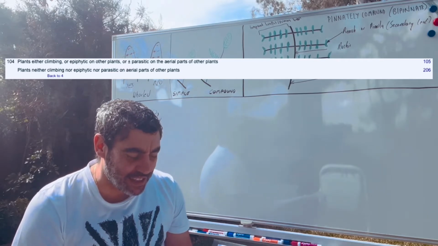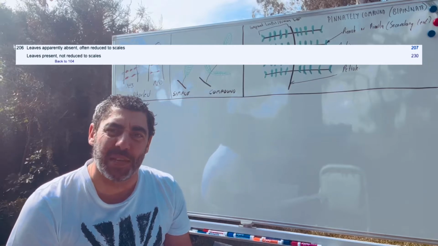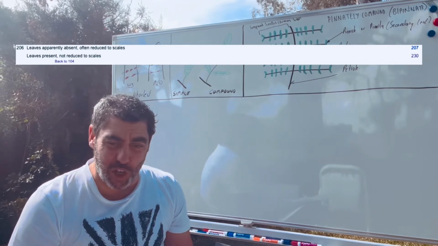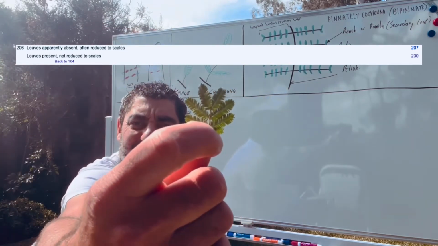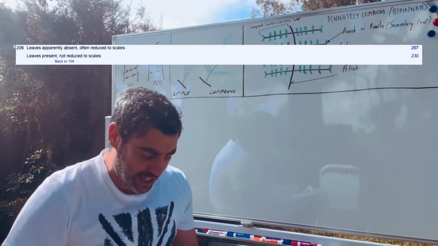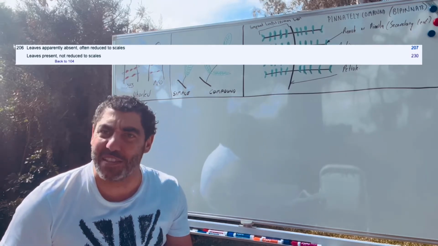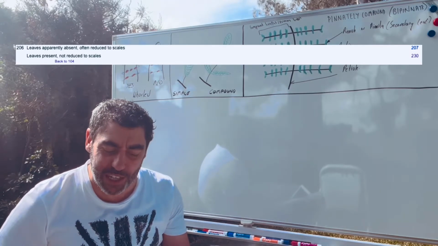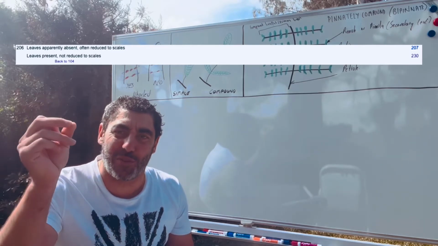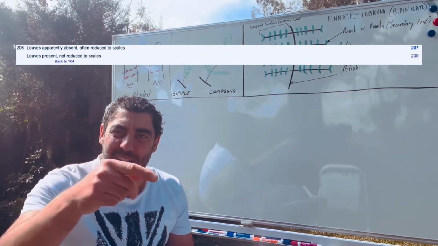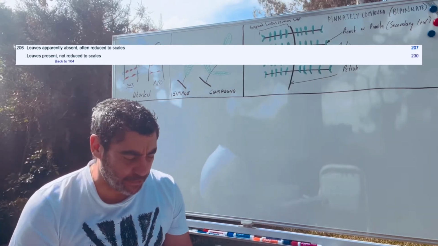On 206, leaves apparently absent, often reduced to scales. So, I've shown you this leaf. It clearly has leaves, so they're not absent, we'll go to the next question. Leaves present, not reduced to scales. So that's our choice. Now we're up to 230. Now I looked up what it meant by scales, and scales could be like your conifers that don't really have leaves. They've got those scale-type things. So that's what that refers to.